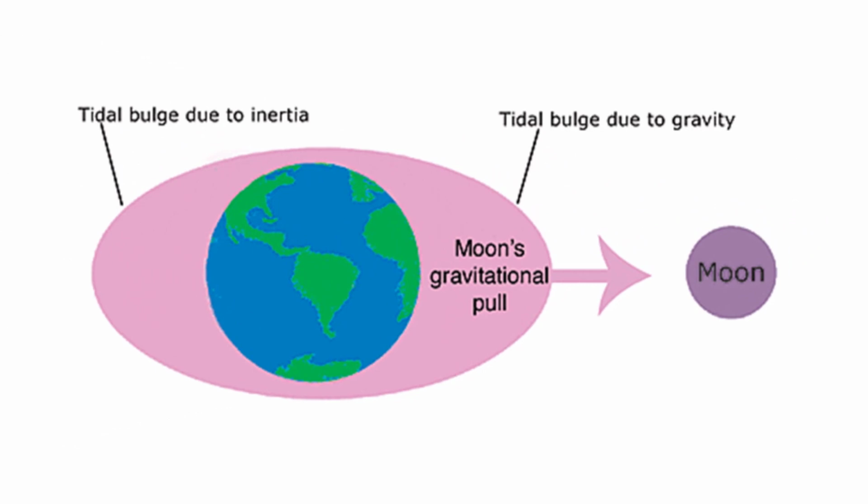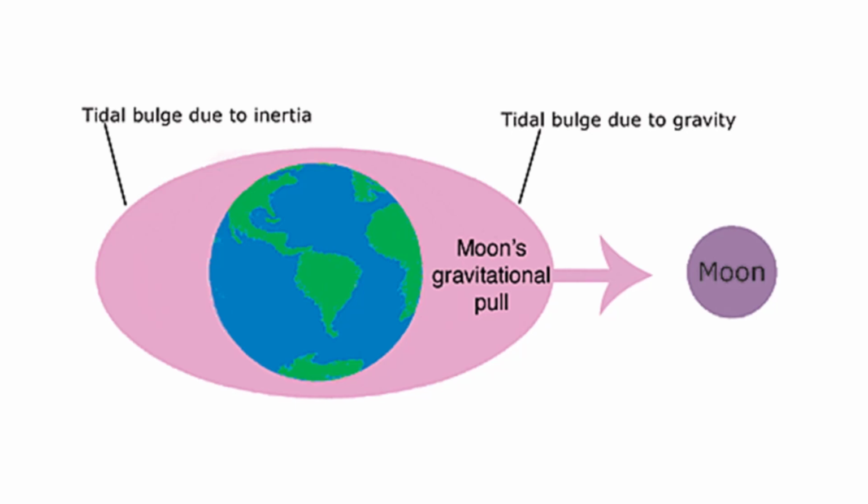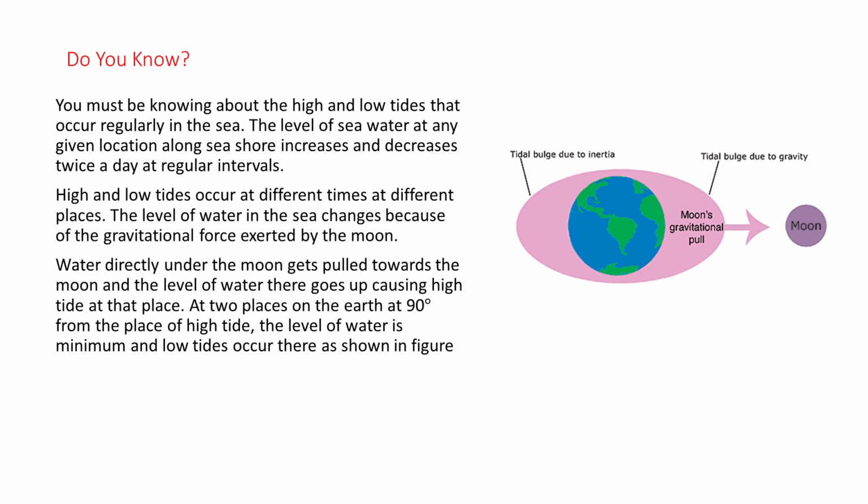The level of water in the sea changes because of the gravitational force exerted by the moon. Water directly under the moon gets pulled towards the moon and the level of water there goes up, causing high tide at that place. At two places on the earth, at 90 degrees from the place of high tide, the level of water is minimum and low tides occur there as shown in the figure.